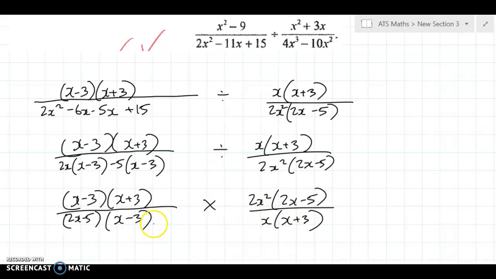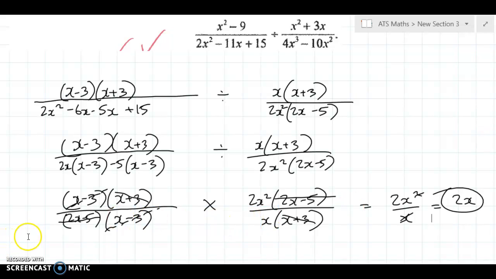And we can see that this guy cancels with this, this fella cancels with this, and the 2x minus 5 cancels with this fella here. So we're left with 2x squared over x, and this x cancels with one of the x's on top, so we're left with 2x. And that is it. I can't go any simpler than that, I think.